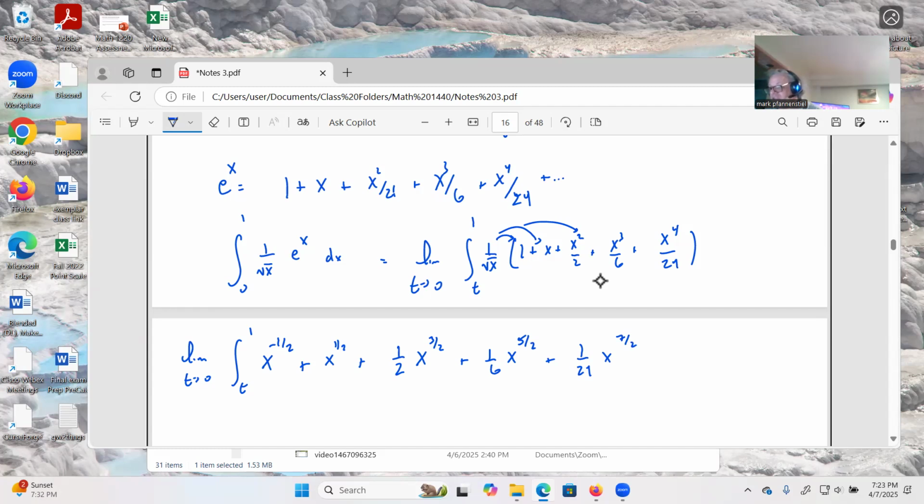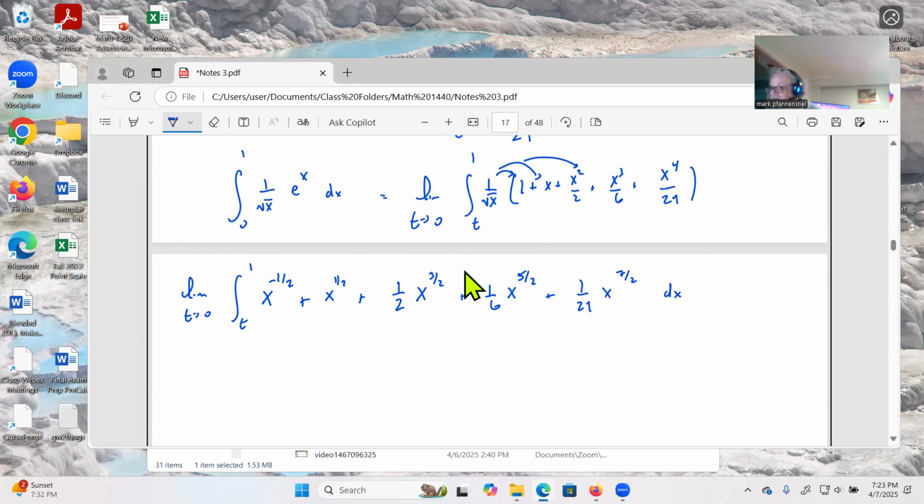Okay. Now, this is a polynomial. We can integrate a polynomial. This is not a problem. There's no integration by parts. There's nothing. We can just integrate this thing. So why don't we go ahead and do that?